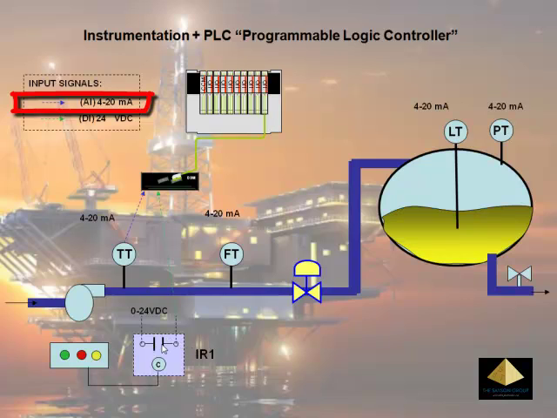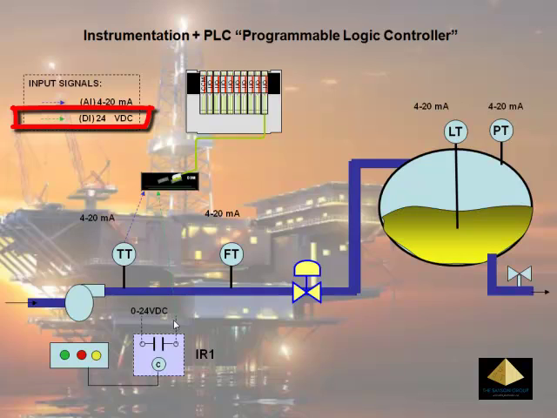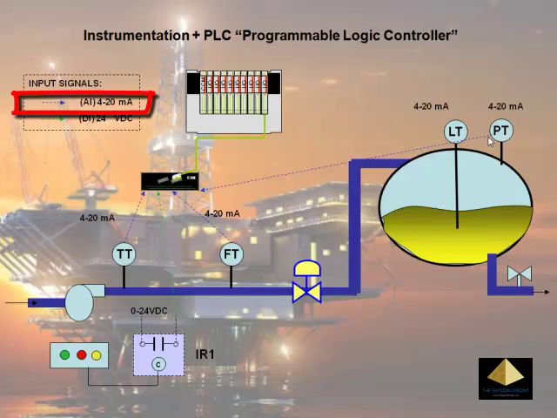Next will be the contact. This is digital input. It is actually converted into electrical format, which is actually the presence and absence of 24 volts. The flow would also be in current format, which is 4 to 20 milliamps. It goes to the analog input module. The pressure transmitter is also in a 4 to 20 milliamp current range. It's also an analog input format. It goes to the analog input module.